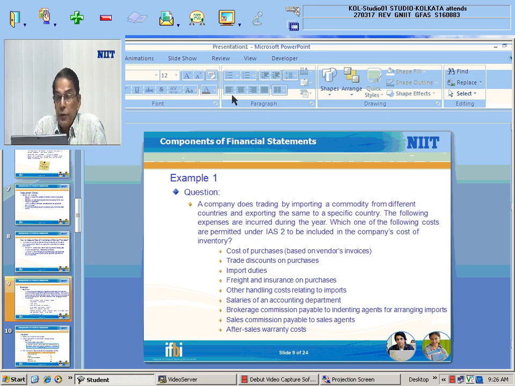So the first one is the cost of purchase. Cost of purchase of the commodities which are being imported. These are based on the vendor's invoices. So will it be included in the cost of inventory? Yes or no?